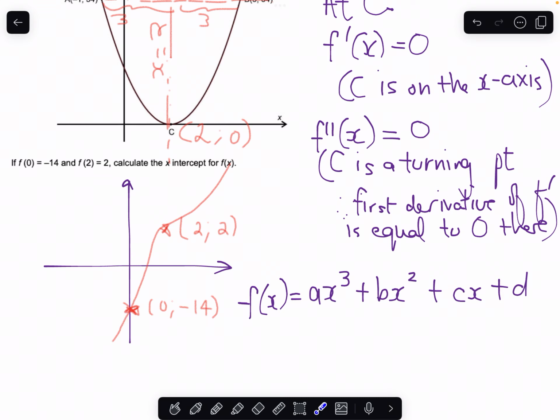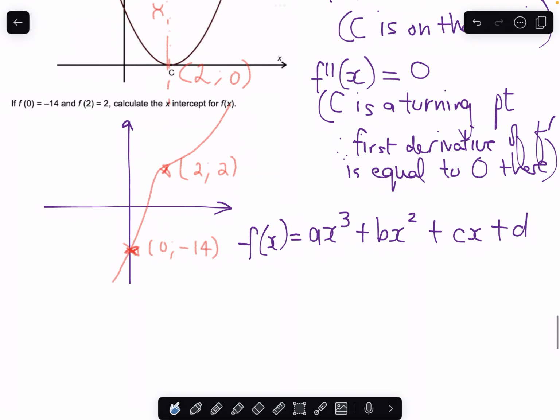We also know that f prime of 2, if we put 2 into this function, we get 0. And if we put 2 into the second derivative, we also get 0. So we can use that to figure out some of these constants, and that's probably all we're going to need. We've got 4 pieces of information, 4 unknowns, so that should get us through.